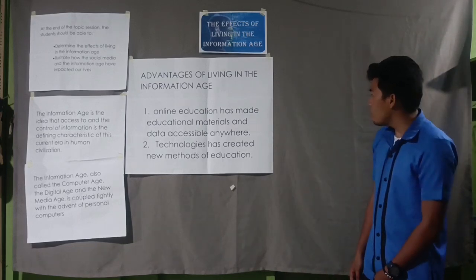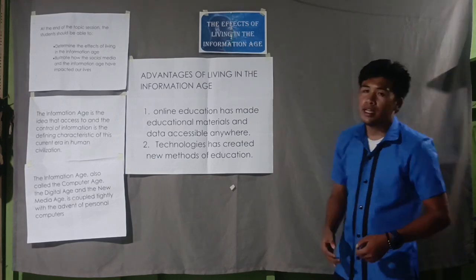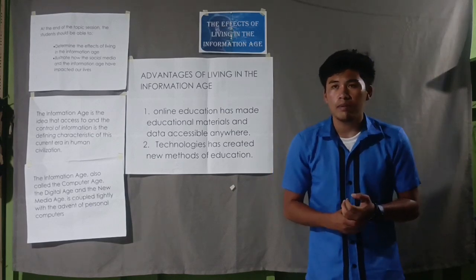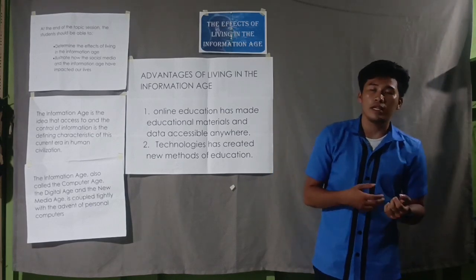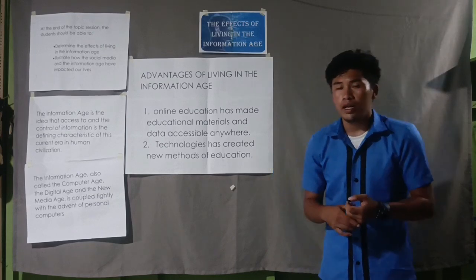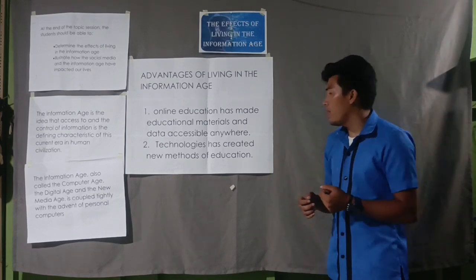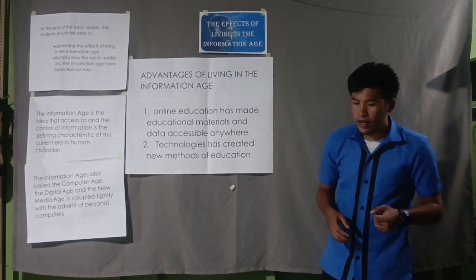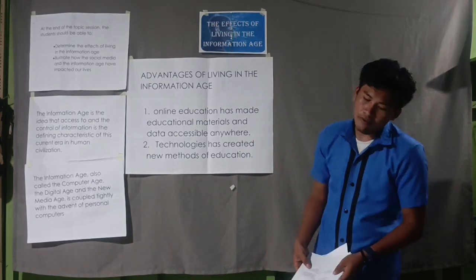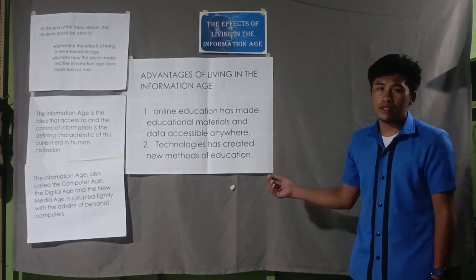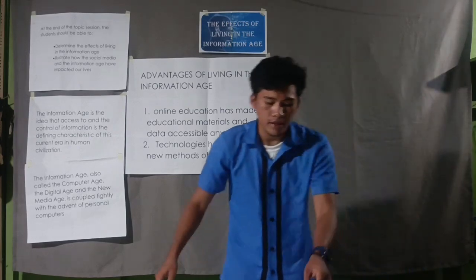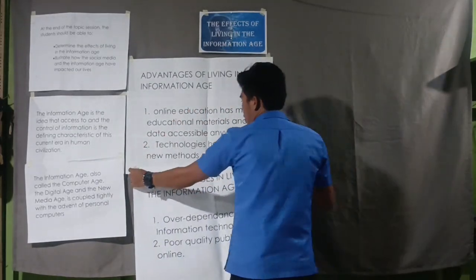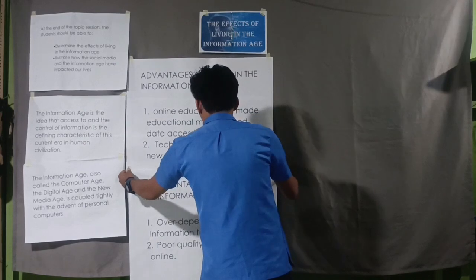Now we have number two. Technologies have created new methods of education. Just like what I've said earlier, we have YouTube to gain more knowledge about something. We can see there are many tutorials for any certain topic, and also we have Google to search our topic, right? And since we have advantages, we also have many disadvantages, and here are examples of disadvantages of living in the information age.